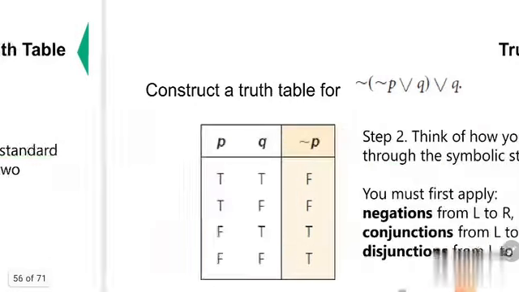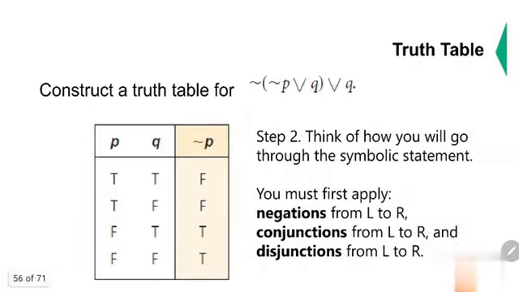Pero, isa-isahin muna natin. So, parang sa PEMDAS lang, di ba? Ang una mo titignan dito, tulad ng pagkakadescribe ko kanina, ay yung nasa loob ng parenthesis. And then, lagi mo unahin yung may negation. Get the truth value of the negation. Okay. So, kunin mo muna yung negation ng P.